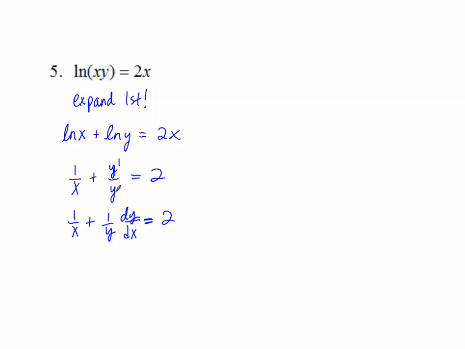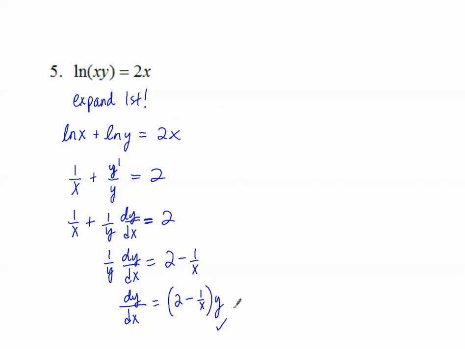Now I need to get my dy dx by itself. So we'll start by subtracting the 1 over x, and then end with getting rid of the 1 over y, which means we have to multiply by y. So 2 minus 1 over x times y. And that's looking pretty good from where we're standing here.